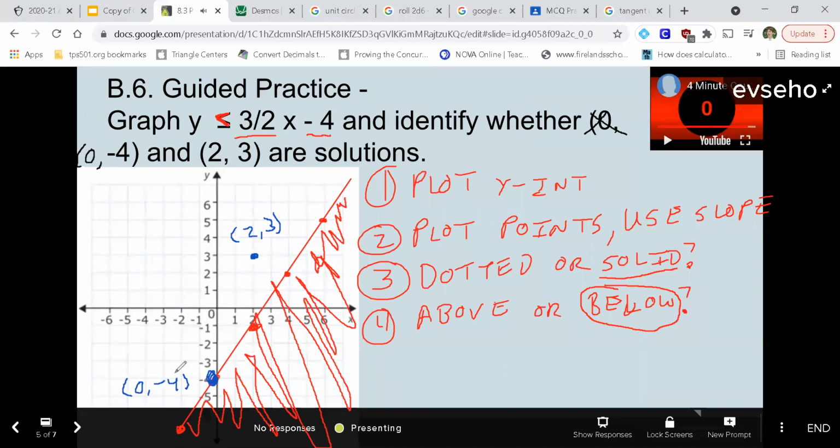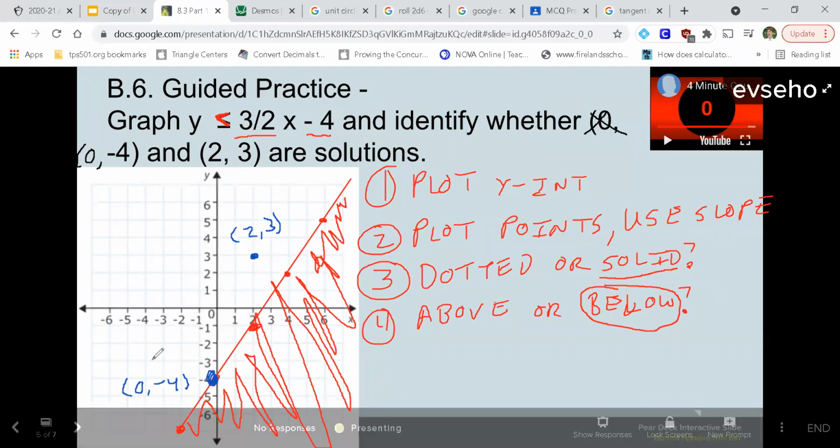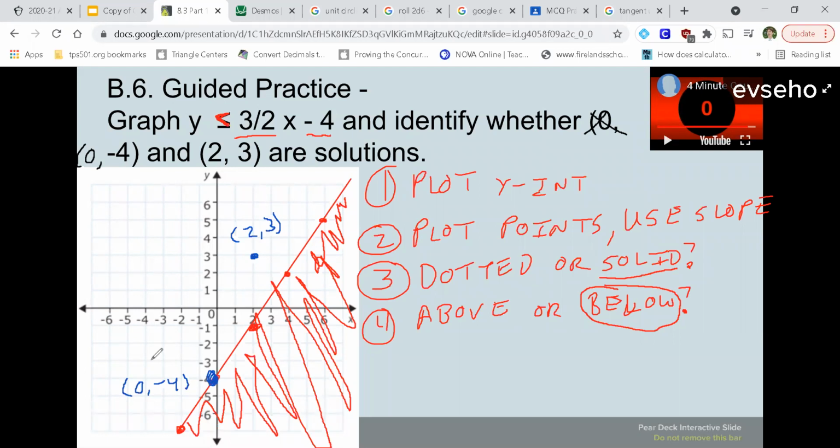Okay, is (0, -4) a solution? No. Oh, it is on the line and the line is solid. So this is yes. If we plug in, is -4 less than or equal to 3/2 times 0 minus 4? Well, 3/2 times 0 is 0. 0 minus 4 is -4. So is -4 less than or equal to -4? Yes, because of the or equals to.